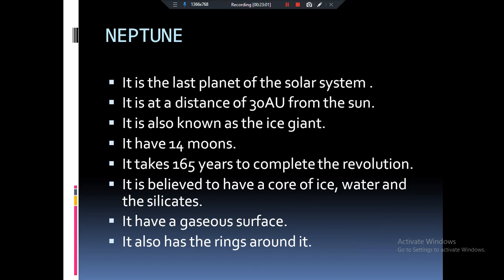Now coming to Neptune, which is the last planet of the solar system and is at a distance of 30 astronomical units. One astronomical unit is basically the distance between the sun and the earth, which is nearly equal to 150 million kilometers. But Neptune is 30 astronomical units far away from the sun.